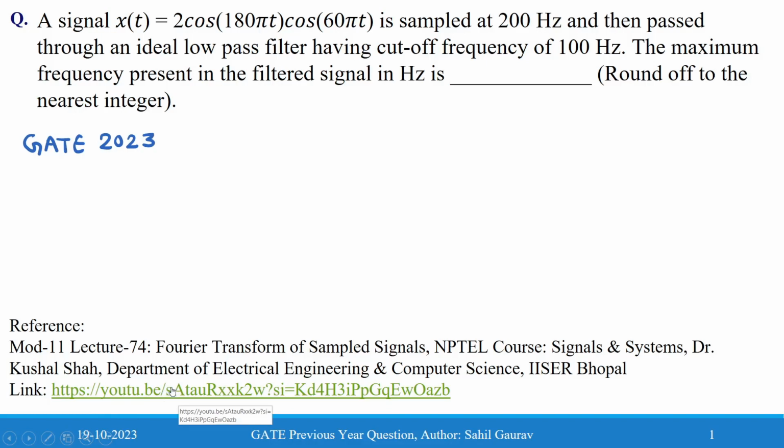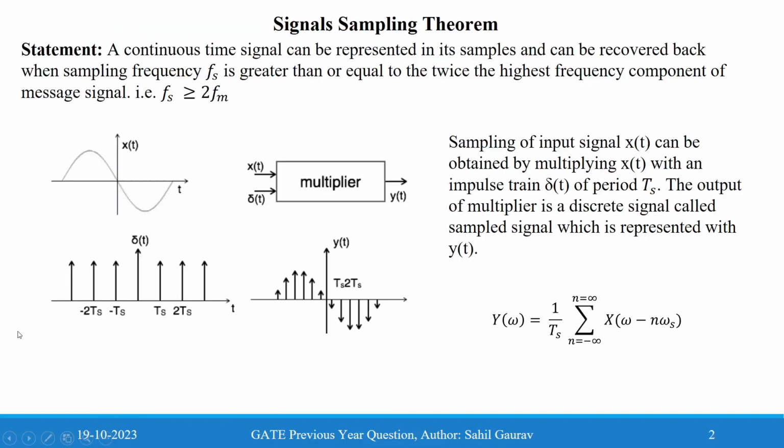Before we begin to solve this problem, let us have a quick recap of the basics of the signal sampling theorem and the output of a sampler. The sampling theorem states that a continuous time signal can be represented by its samples and recovered back when the sampling frequency fs is greater than or equal to twice the highest frequency component of the message signal, that is, fs should be greater than or equal to 2fm. In this question it is not asked about the sampling theorem, but the basics of the sampler we will see through this picture.